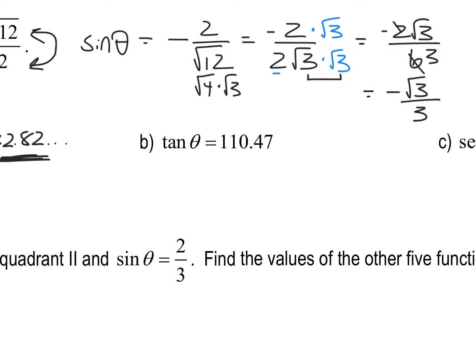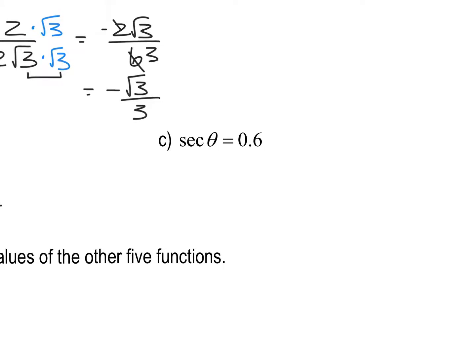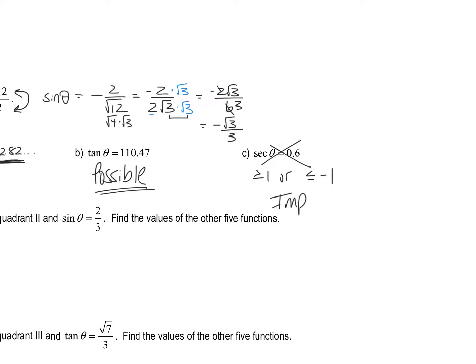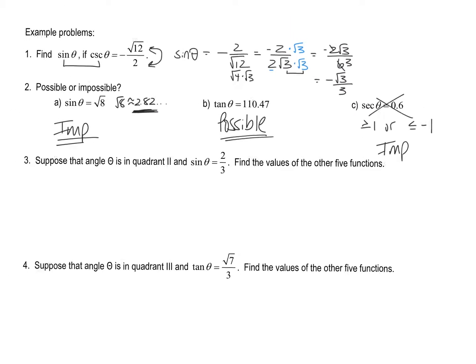Tangent is, wow, that's a huge number, but remember, tangent and cotangent can be anything, so this is possible. There are no restrictions here that we're going to talk about right away with tangent. And then secant, 0.6. Remember that secant has to be either greater than or equal to 1 or less than or equal to -1. So this does not fall into that category. Again, we have another impossible. So just remember and try and memorize those rules, and that's how you're going to attack those possible or impossible questions.